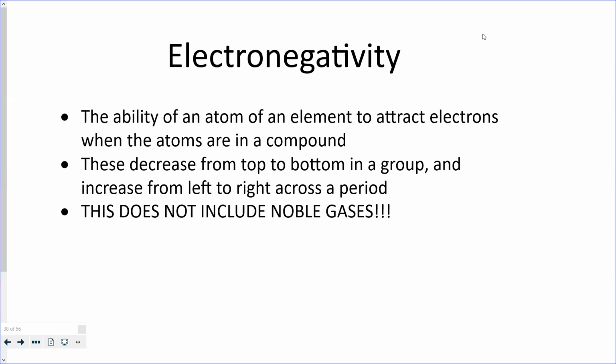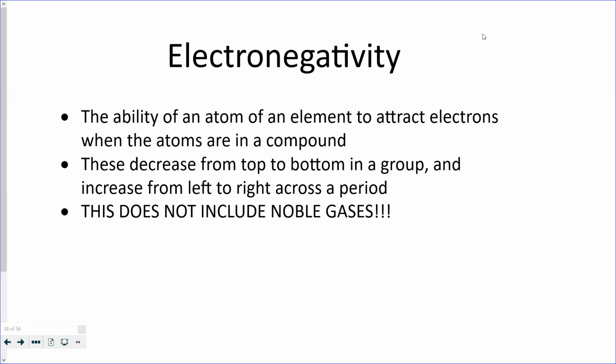Our first trend we're going to look at is electronegativity. Electronegativity is the ability of an atom of an element to attract electrons when the atoms are in a compound. So if something has a high electronegativity, it has a very strong pull on those electrons. If it's a weak electronegativity or a lower electronegativity, it has a weak pull on the electrons.